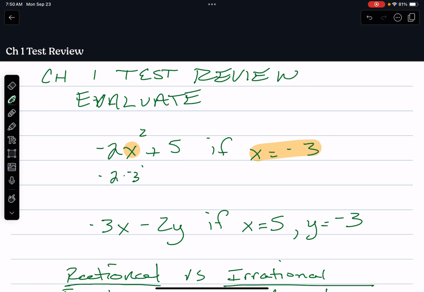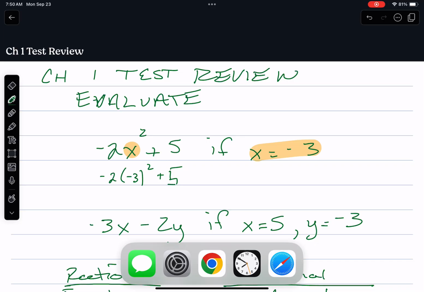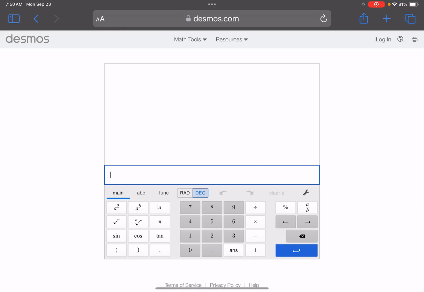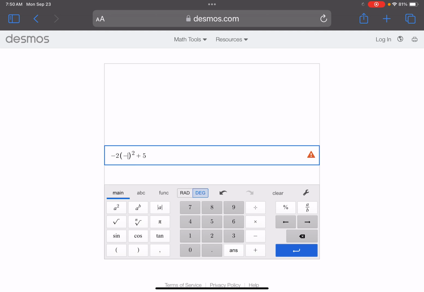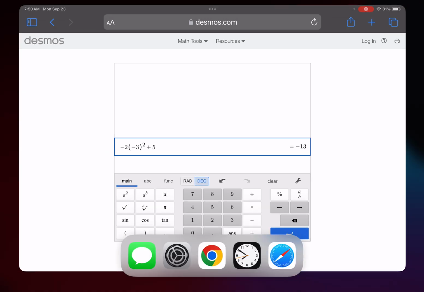times -3 squared plus 5. Remember though, when you're putting it into the calculator, I would really use parentheses, okay? So I'm going to write this a little bit better so it's a little bit neater. If I'm punching in the calculator, I'm punching in -2 parentheses -3 squared plus 5. So I'm going to come in here and we're going to type -2, parentheses, -3, close the parentheses, squared, plus 5. And the answer is -13.